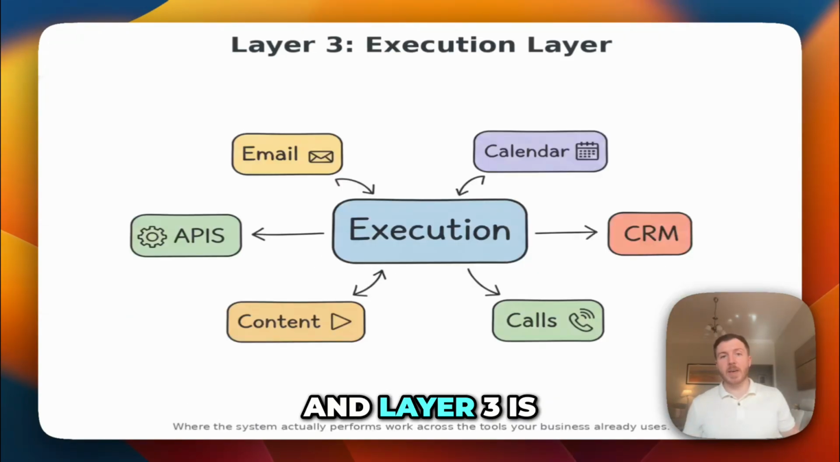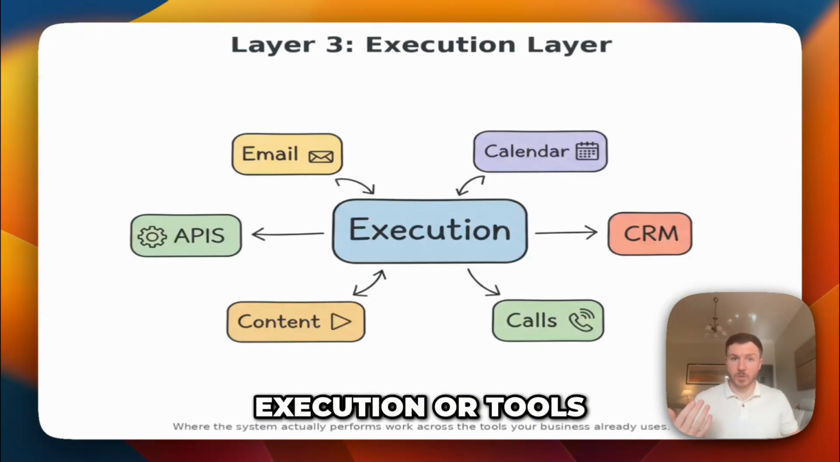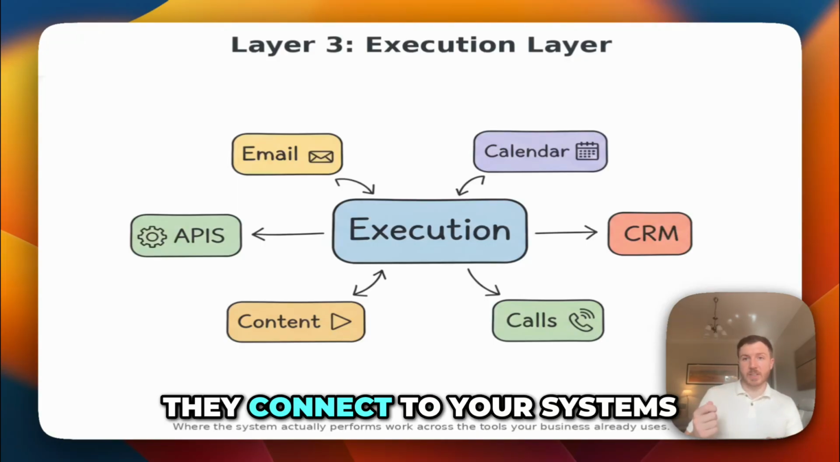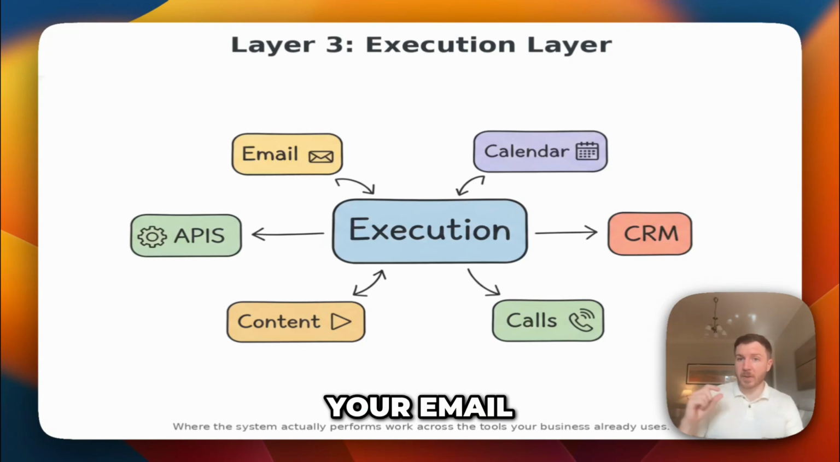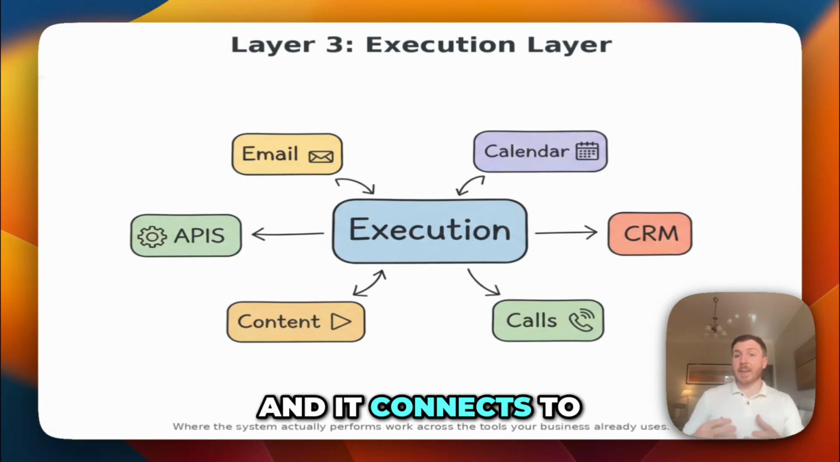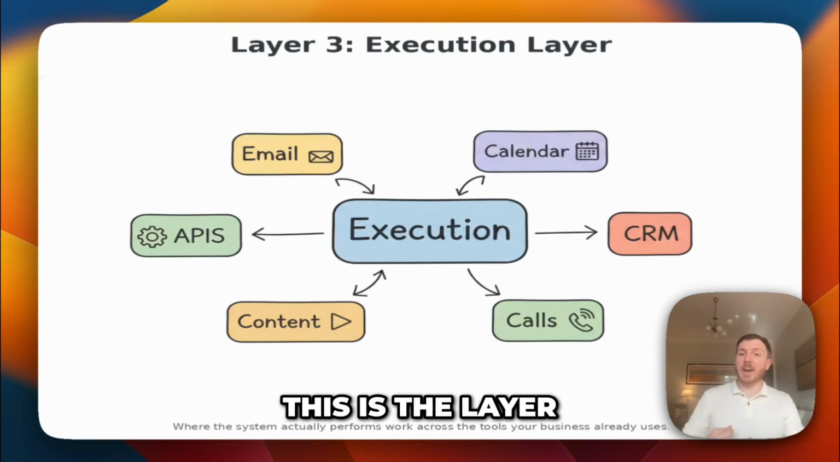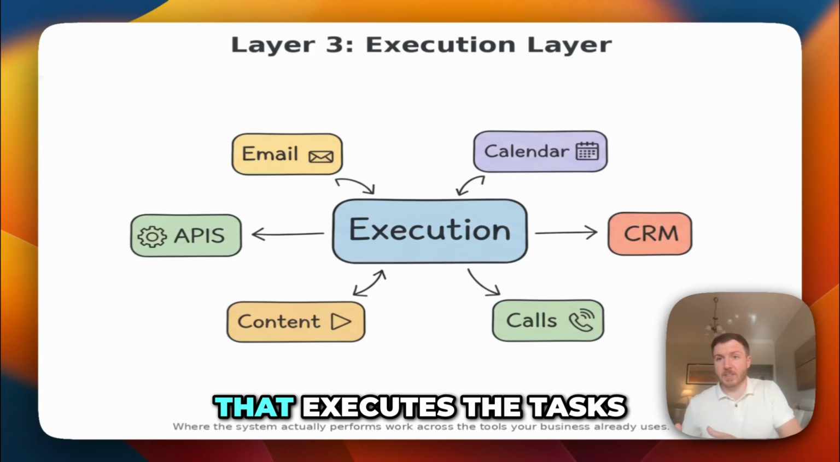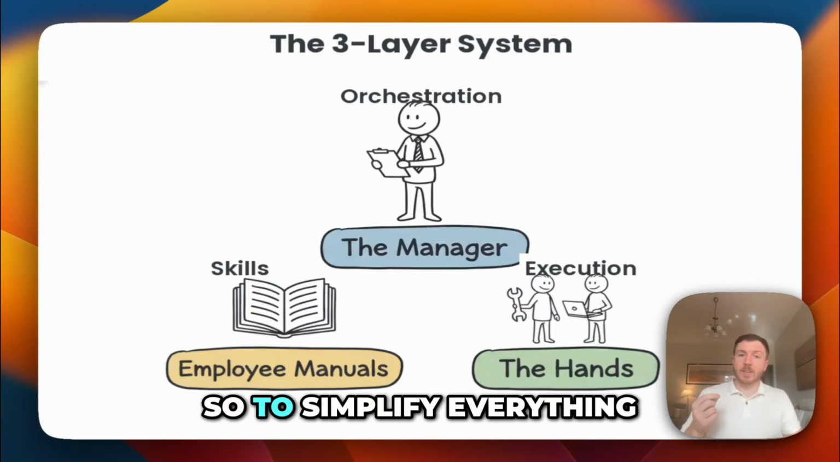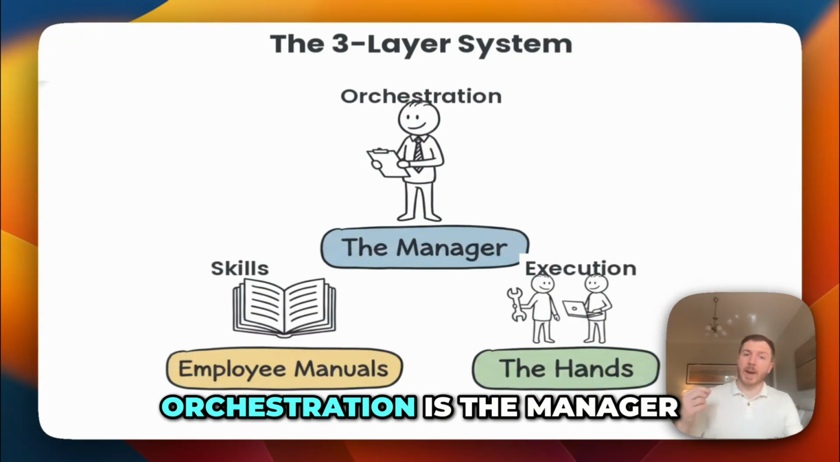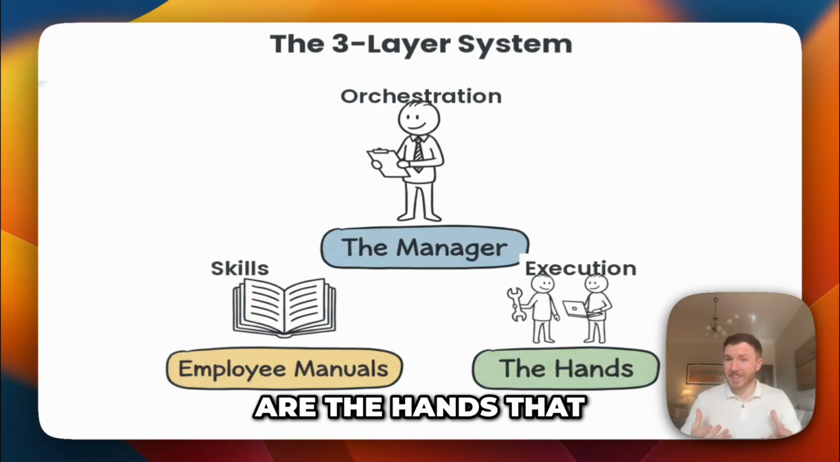And layer 3 is execution or tools. So execution or tools are integrations that perform the actual work. They connect to your systems, so connecting up with your email, your calendar, your CRMs, or any other systems that you have with an API. And it connects to your databases to retrieve data or trigger actions. This is the layer that executes the tasks. So to simplify everything, skills are the playbooks or the SOPs, orchestration is the manager, and execution or tools are the hands that do the work.